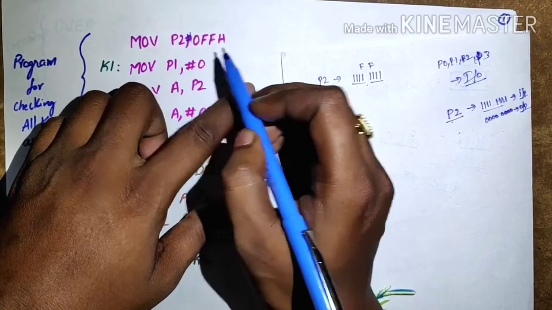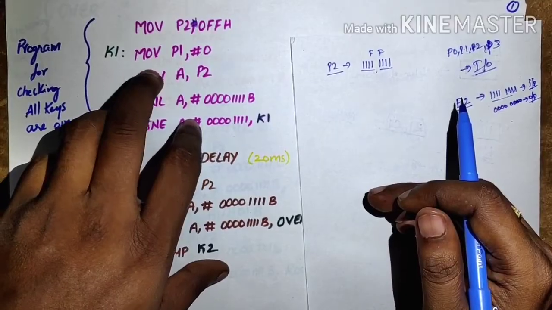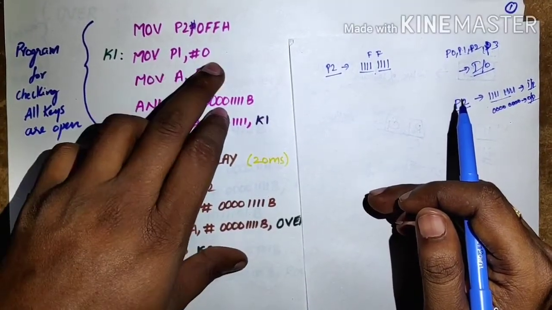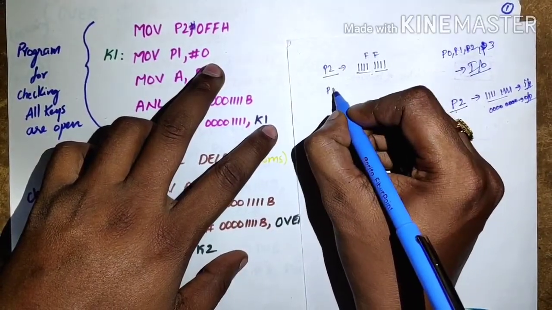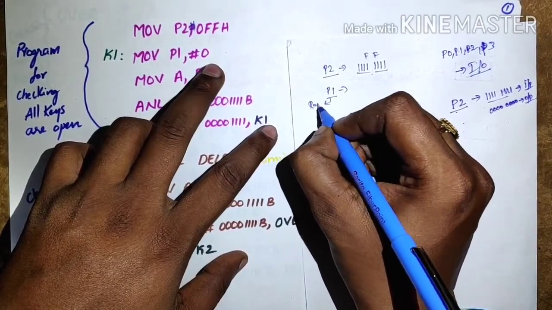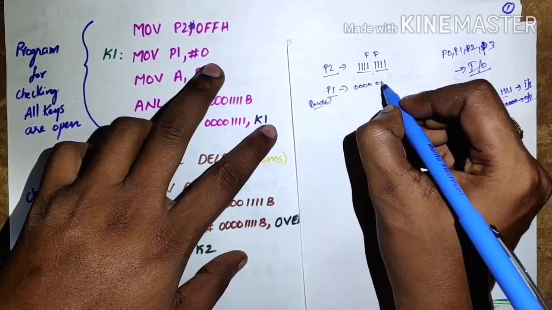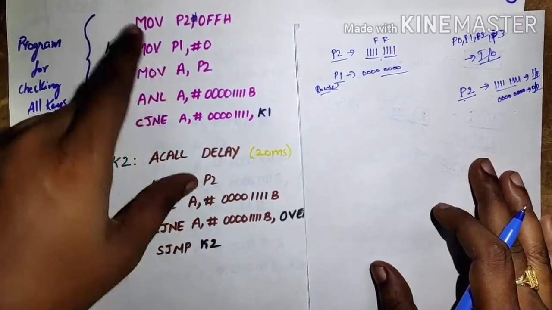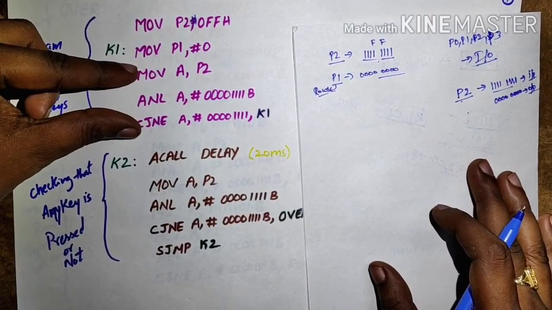The next line is MOV P1, #0, where we are moving 0 to P1. Here we are making all rows zeros. We already know that port 1 is connected to the rows, so that's why we are making the value of all rows zeros. Now from here our program is going to start.